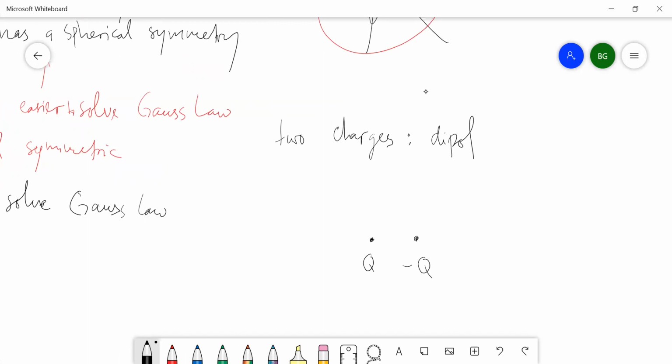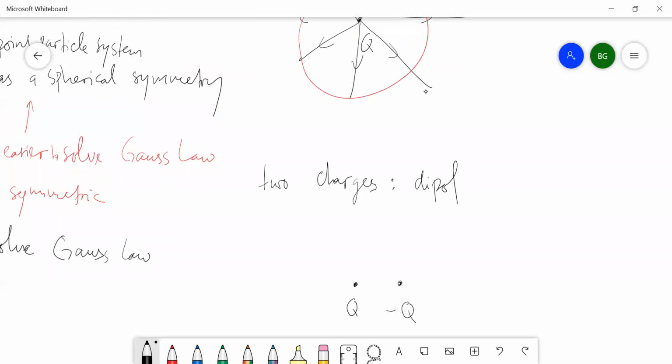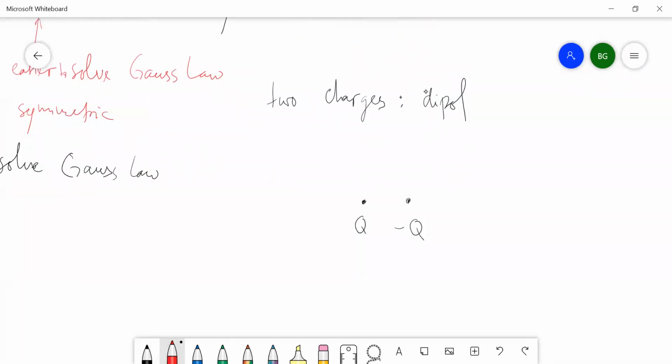So what do the lines of the electric field look like? Let me draw for you. So there is P here, for example, and D, the distance between these charges.